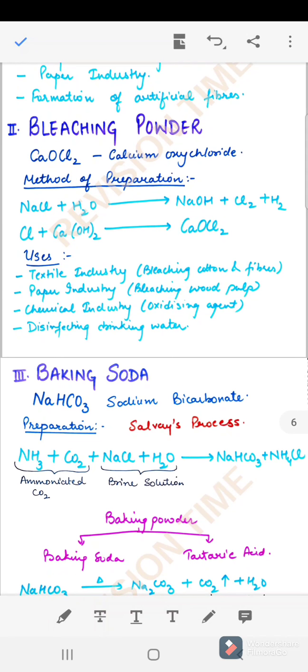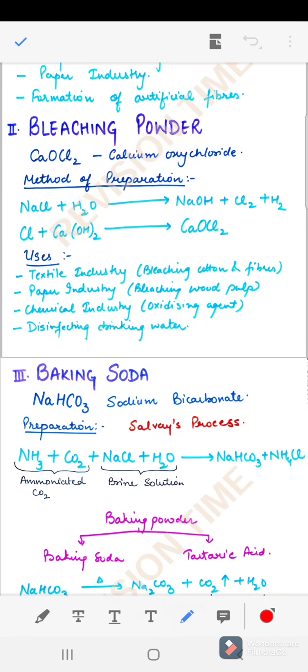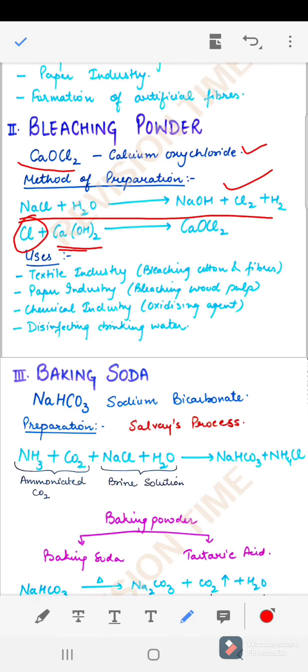Second compound we have is bleaching powder. The formula is CaOCl2. This is calcium oxychloride. So this is the chemical name. This also you have to remember, and bleaching powder is the common name. How is it prepared? It is prepared through chlorine only. First we will write the preparation of chlorine using the previous reaction, and then this chlorine along with calcium hydroxide forms the bleaching powder.